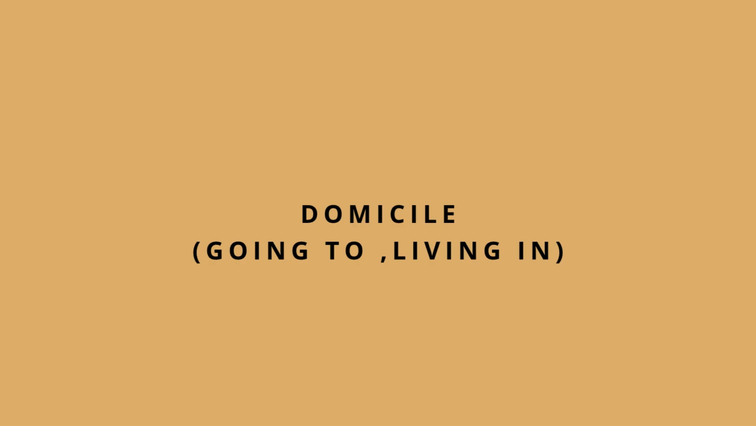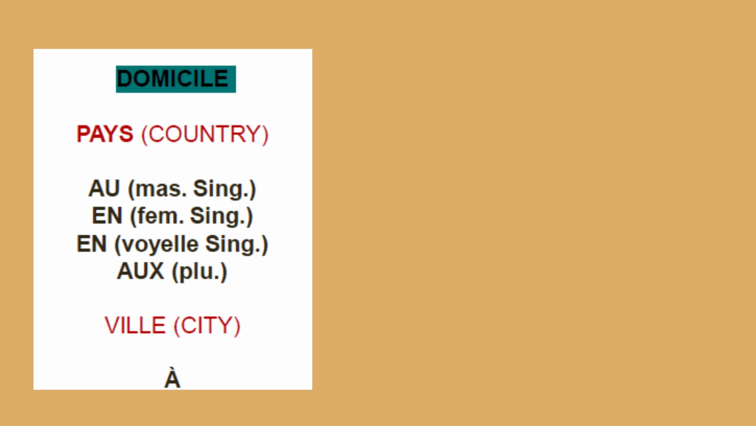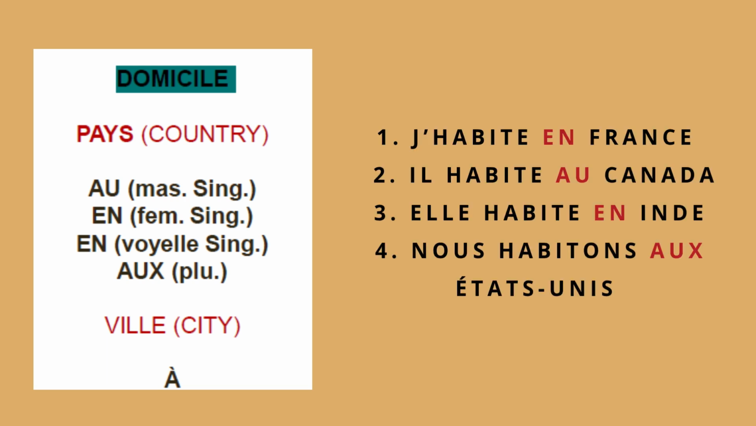In domicile, we talk about going to any place or living in any place, meaning in any city, country, continent, state, or province. So for that, you will have to use the prepositions of domicile. These are the prepositions which come under domicile. Pays means country. For country, you can use these four prepositions. First is au, you can use this for all masculine singular countries. En, or for all feminine singular countries. En, we can use this for all vowel singular countries as well, for countries which are singular and start with any vowel. And the last is aux, it's o. We can use this with all plural countries.